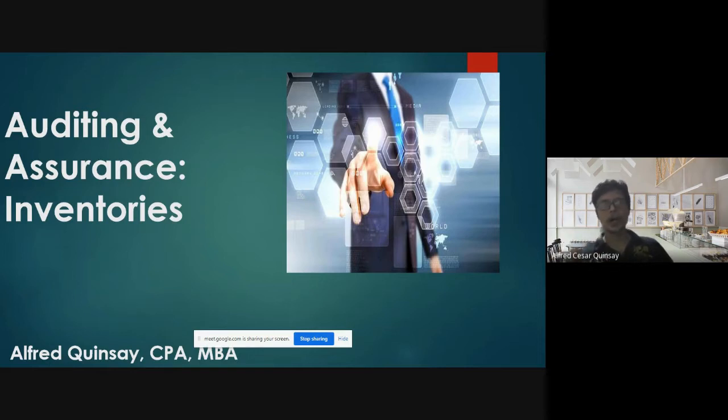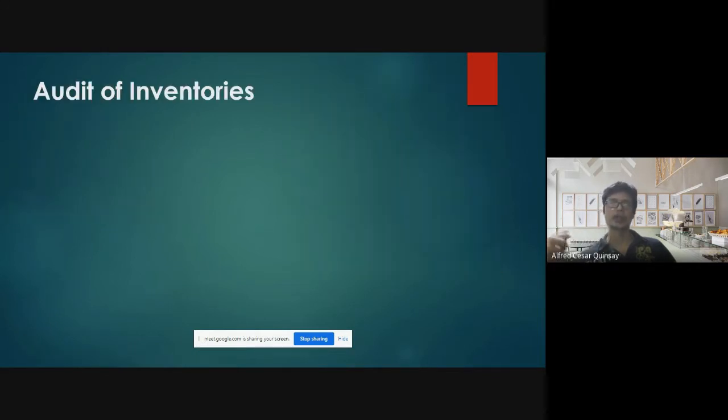Ago, we're going to talk about Audit of Inventories. So, ano ba itong pagdating dito sa Audit of Inventories? So, tignan muna natin yung objectives bago tayo tumuloy sa mga procedures.